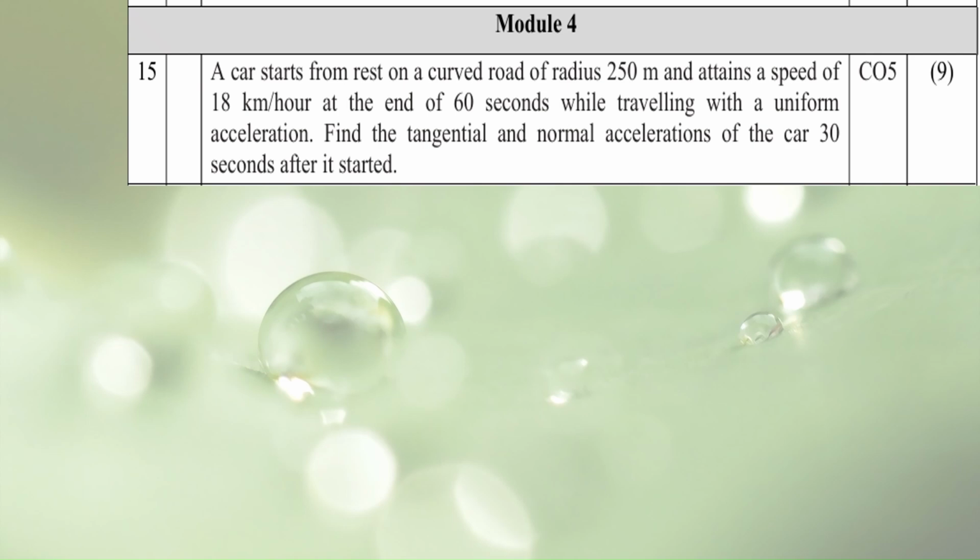Next question. A car starts from rest on a curved road of radius 250 meter. Radius is given as 250 meter and attains a speed of 18 km per hour at the end of 60 seconds while traveling with a uniform acceleration. Find the tangential and normal acceleration of the car 30 seconds after it started. Okay, so that's our question.